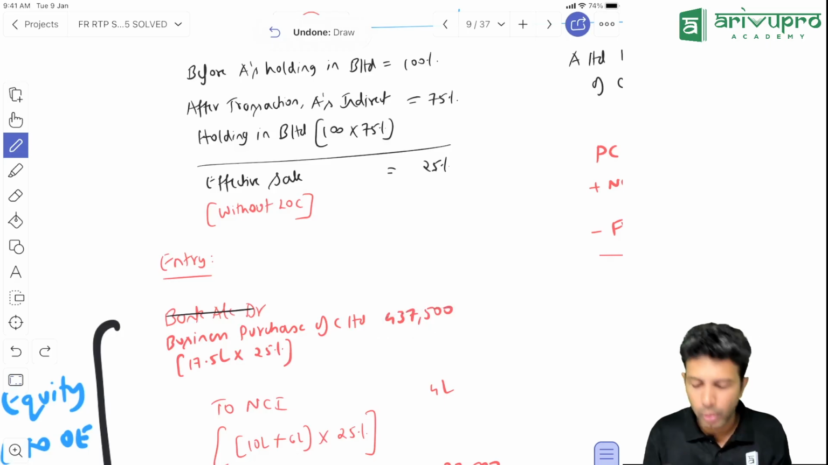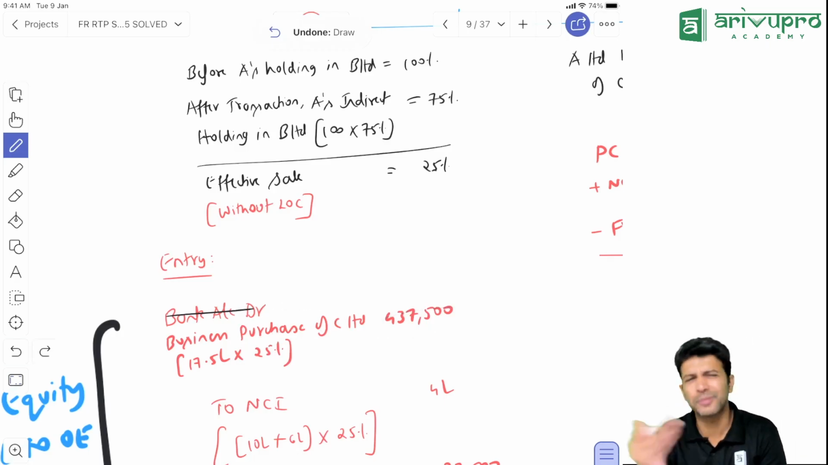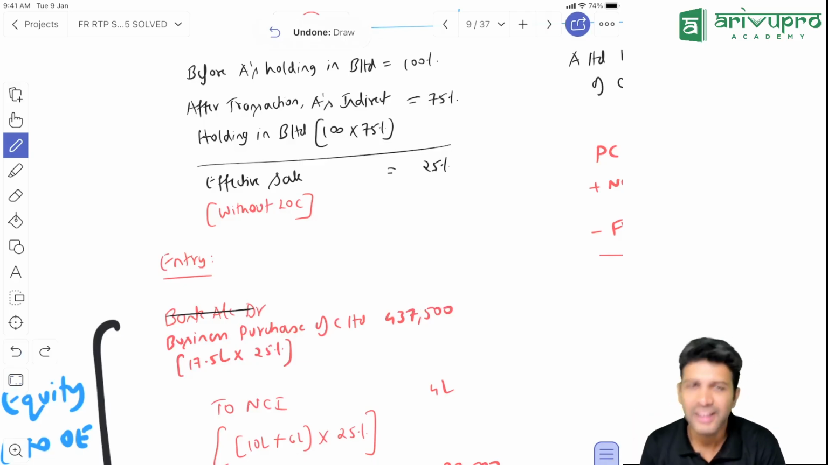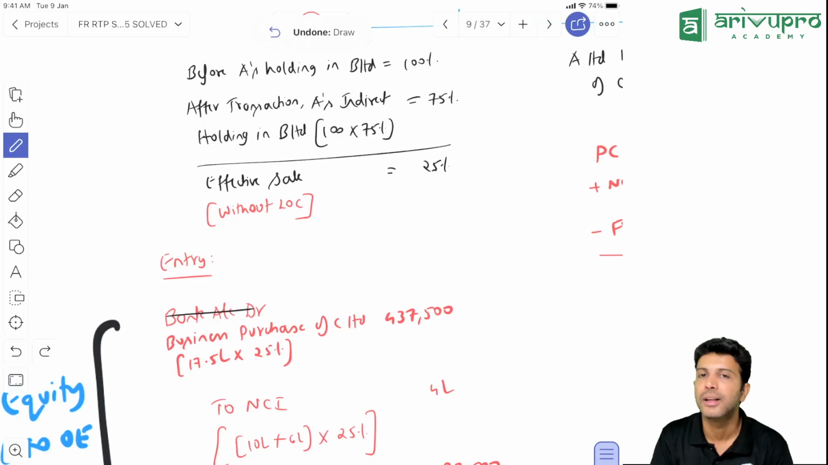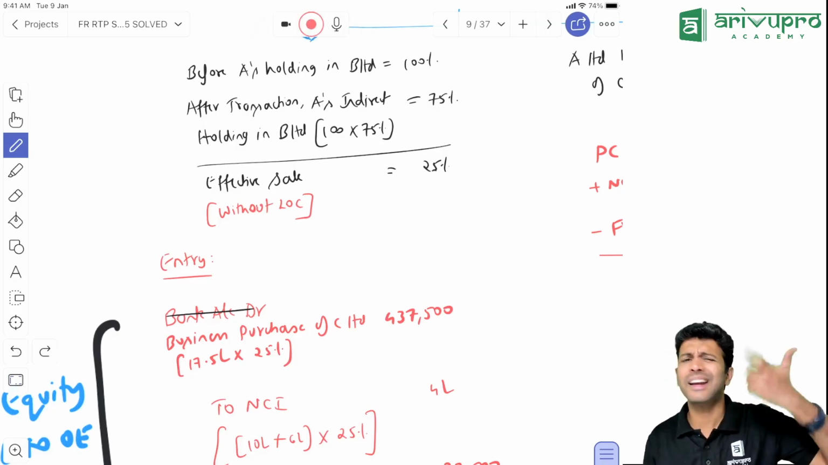We will get 4,37,500. This we are calling business purchase of C Limited, some fancy name we are giving. That's all. Instead of bank, we are calling this. Then to NCI. NCI is a shareholder. Shareholder will get what? Stake in net assets.